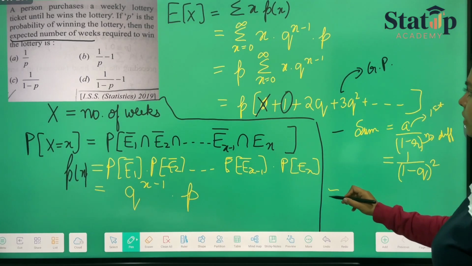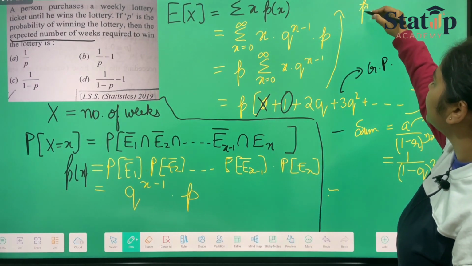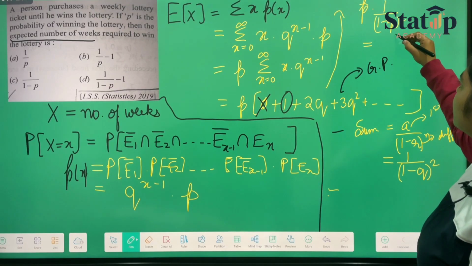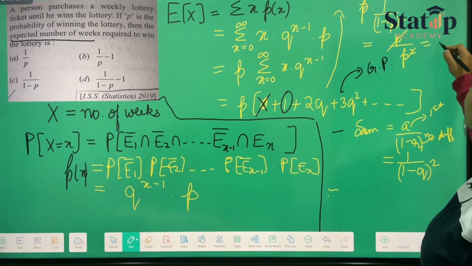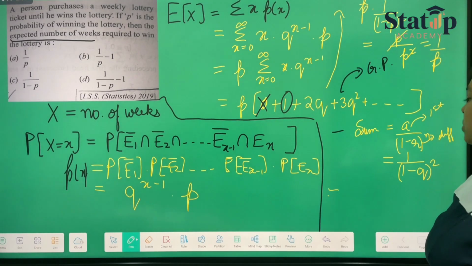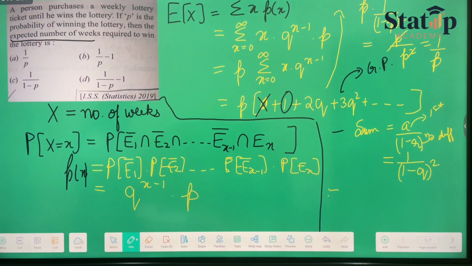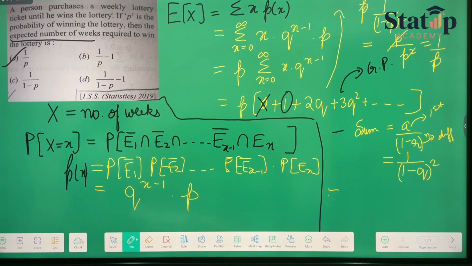If we put it in the summation, then it will be p into 1 upon 1 minus q whole square, which is p upon 1 minus q, and 1 minus q is nothing but p, so p upon p square. If we cancel them we get 1 upon p, which is our expected value, which is our option number A. And hence we complete this, which was asked in 2019.